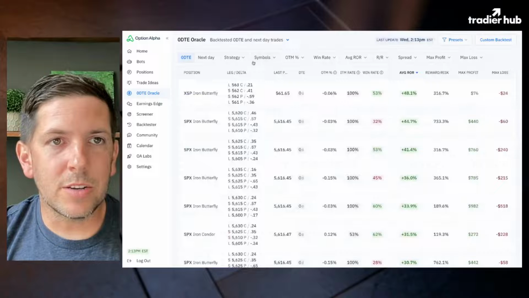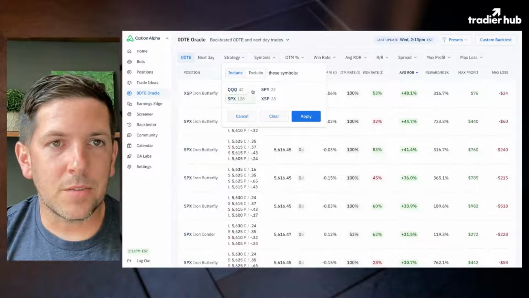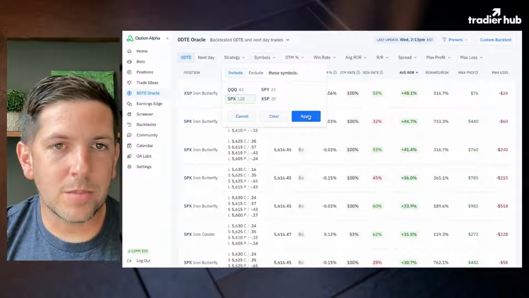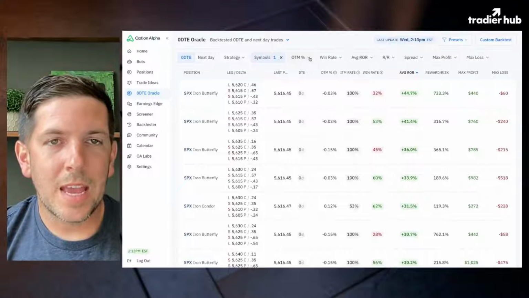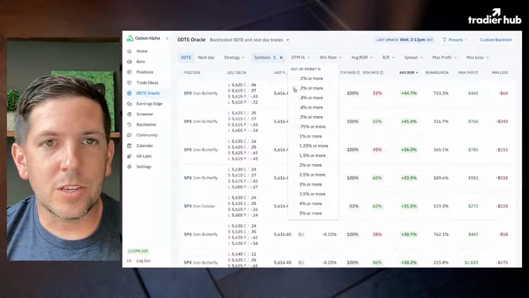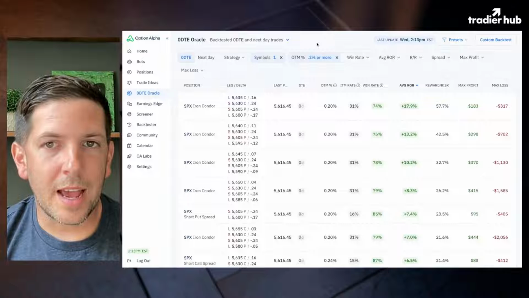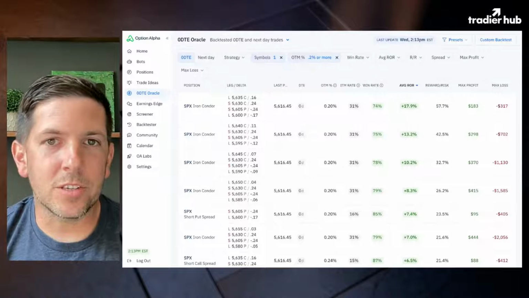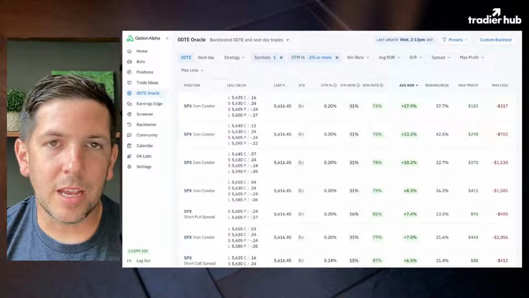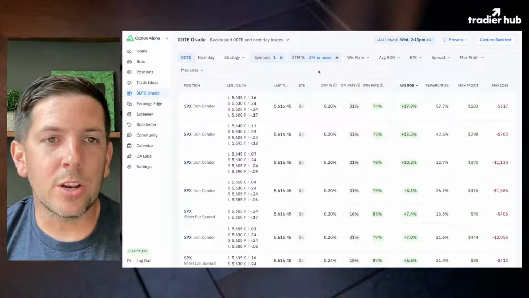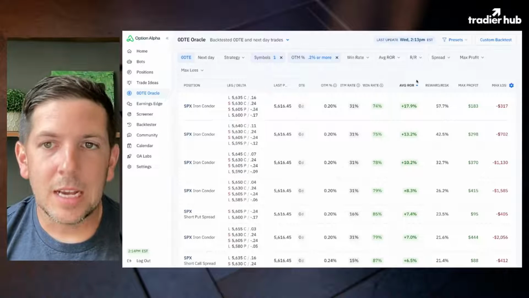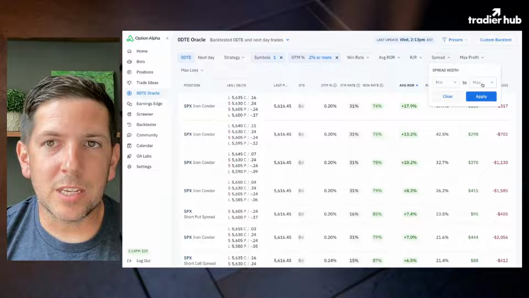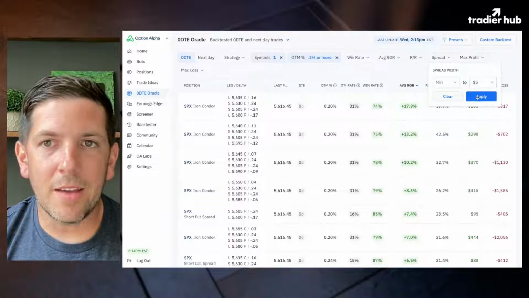So I want to do 0 days to expiration, and I want to specifically do SPX. You can trade other ones if you want to, but for this one, we'll do that. And then what I want to look for is positions that are 0.2% out of the money. Now, I want to do one other thing actually. Sorry, I apologize. I want to also make sure that my spread width is maxed at $5.